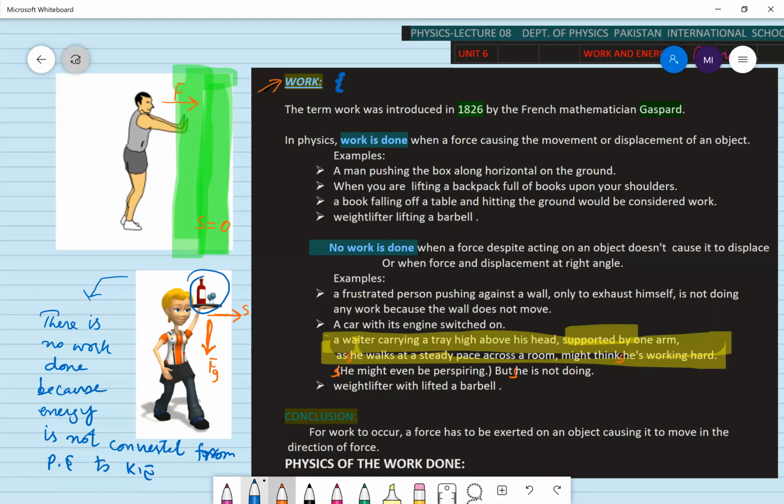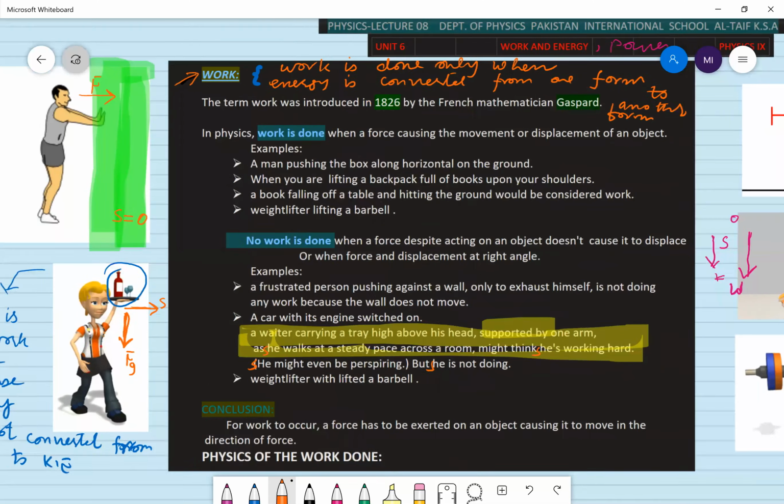So what does this mean? The work done is related to the concept of work. Work in physics is done only when energy is converted from one form to another form, then we say that work is done. Right, just look at what is going to happen in this case.